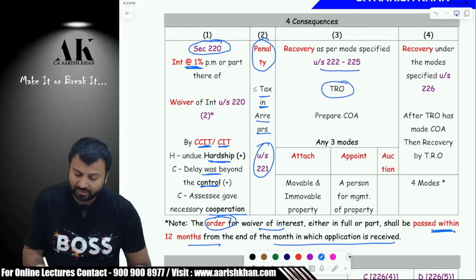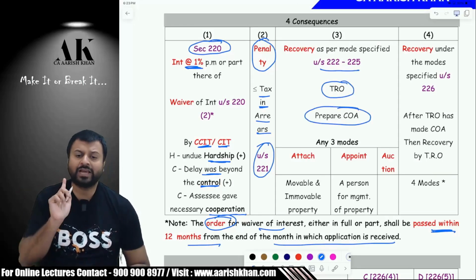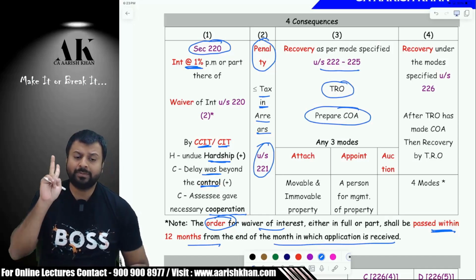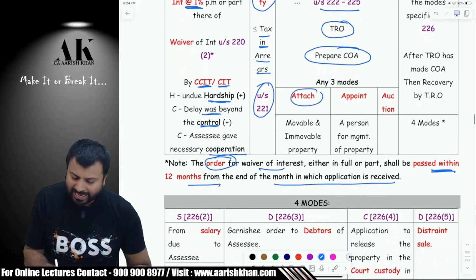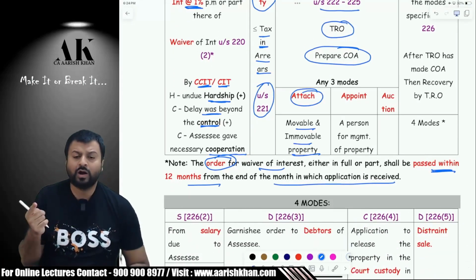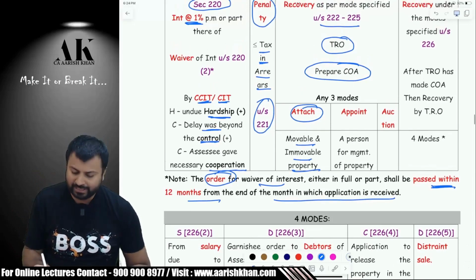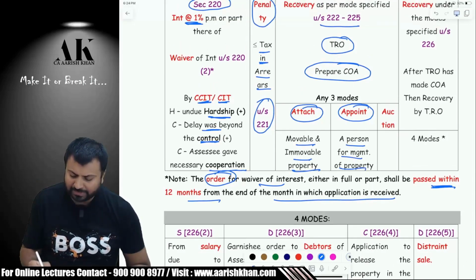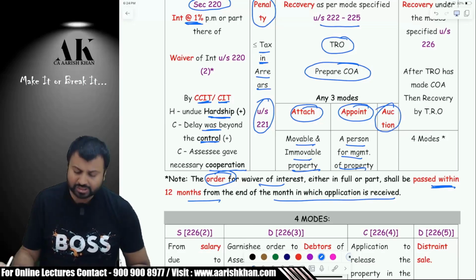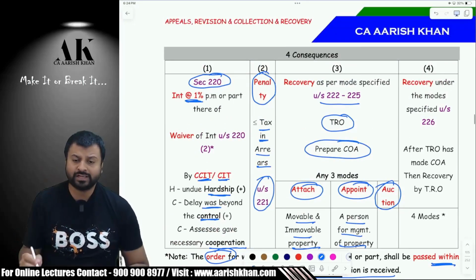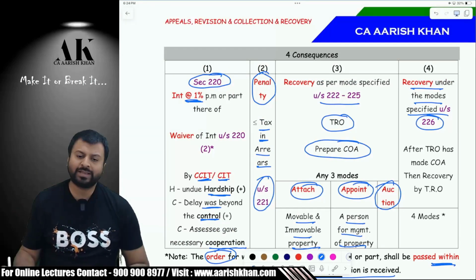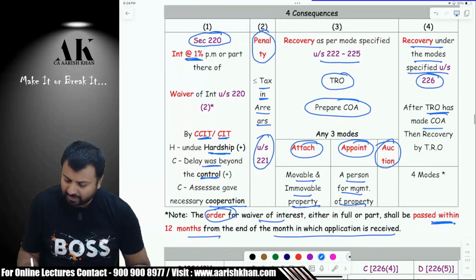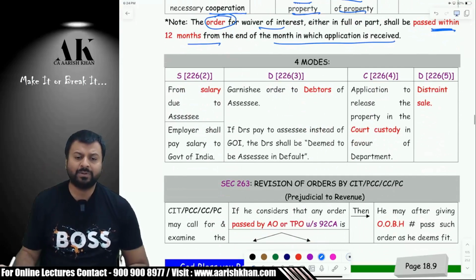The tax recovery officer will prepare a certificate of action, and will do three things with you. Attach your movable and immovable property, appoint a person for management of the property, and also auction your property. They can do either of the three things. Further, under section 226, they can impose a further recovery mechanism against you. Again, the tax recovery officer will make a certificate of action, and now a further 4 recovery mechanisms will be imposed against you.